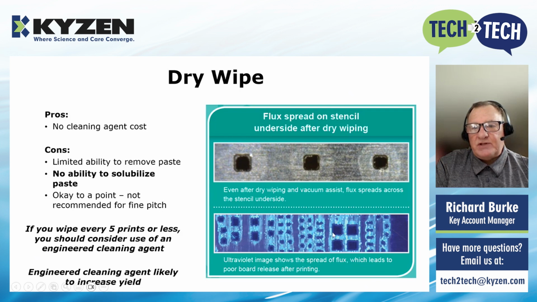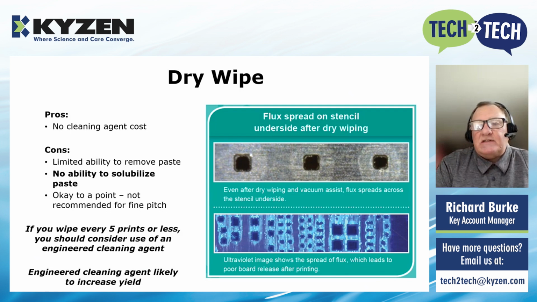The bottom series of pictures does a great job of showing you the impact of smearing of the flux residue that's in that solder paste after a dry wipe process. This is illustrated by using a UV tracer in the solder paste and then looking at that under a black light. It makes it very obvious that there are limitations in the cleaning ability of that dry wipe process. I would say if you're running 5 prints or less between the dry wipe cycle, you really ought to look at the benefit that would come along with an engineered cleaning agent.